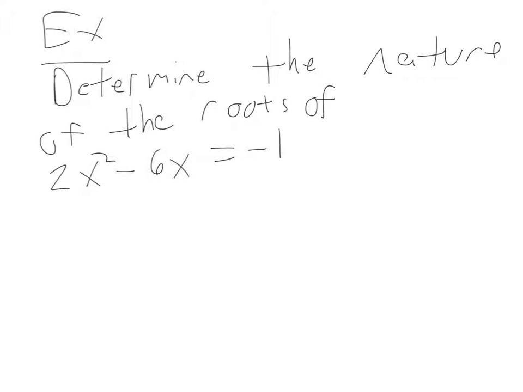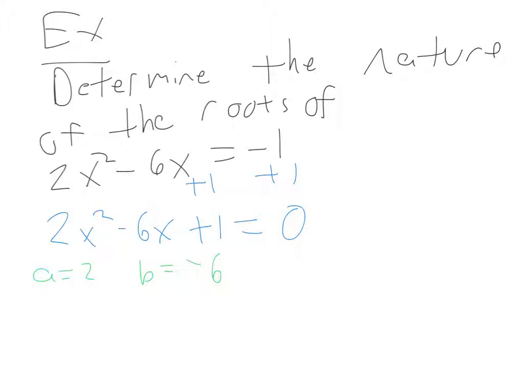Alright, suppose I tell you to determine the nature of the roots of 2x squared minus 6x equals negative 1. In order to be able to use the discriminant, we actually need everything on the same side instead of opposite sides. So that'd be 2x squared minus 6x, and we would need to add 1 to both sides, so that'd be plus 1 gives you 0. So our a is 2, our b is, in this case, negative 6, because the number in front of x has a minus sign, and then our constant is positive 1.